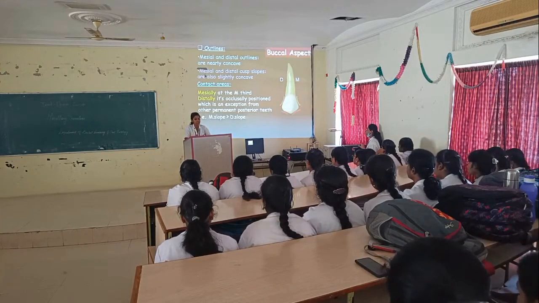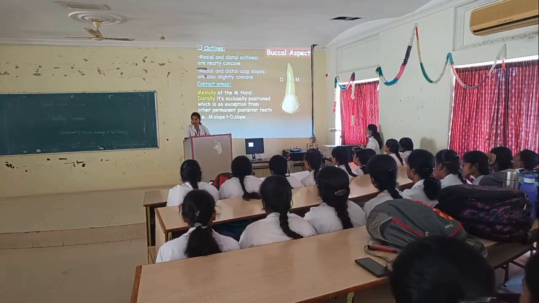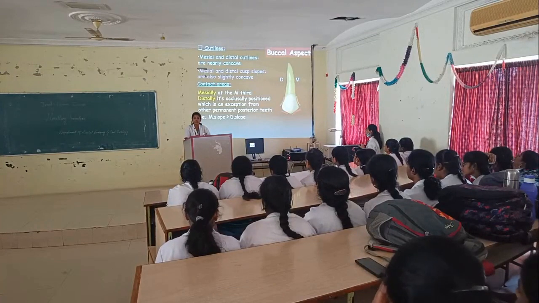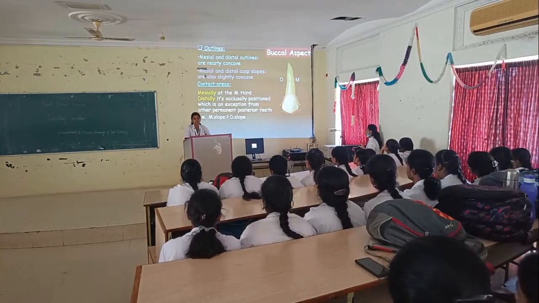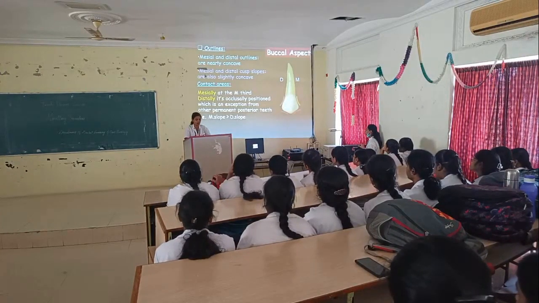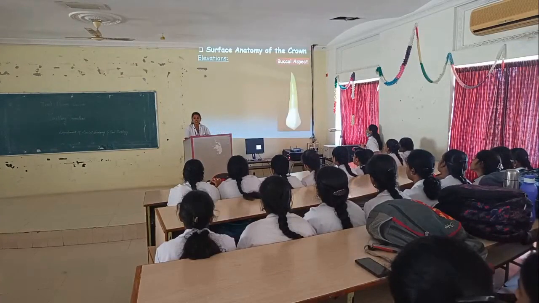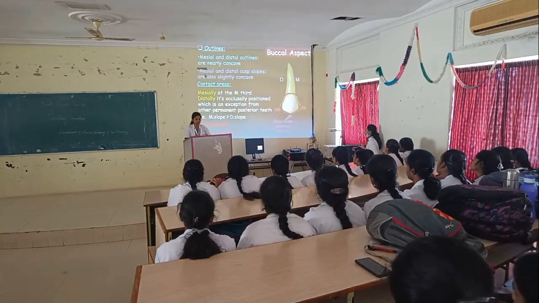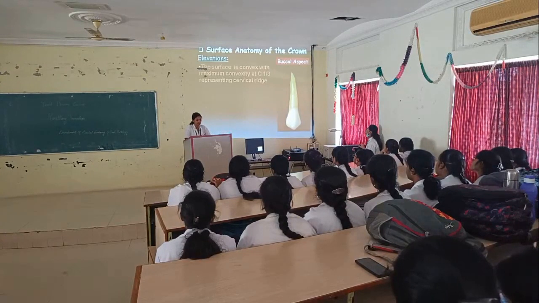So here, mesially the contact area is situated at the middle 1/3. Distally it is positioned occlusally. So this is an exception from all other permanent posterior teeth, where the mesial slope is greater than the distal slope. But in all other posterior teeth, the distal slope will be greater than the mesial slope. Next, about the cervical line. The cervical line is curved and convexly facing towards the root. Then the buccal cusp is pointed and long.